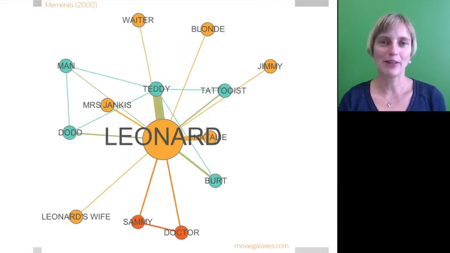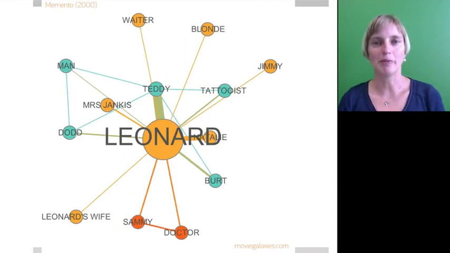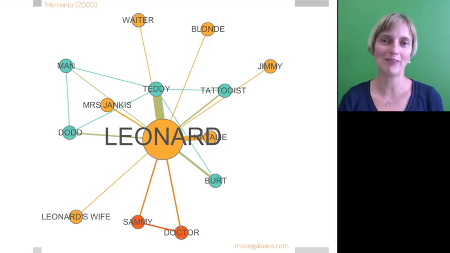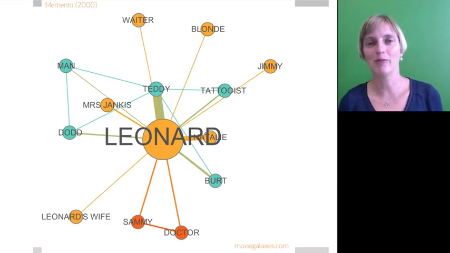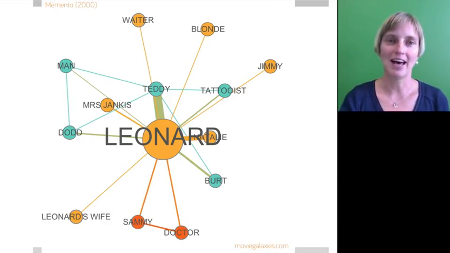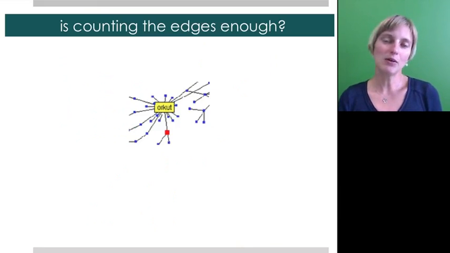Now, of course, if the movie just has one central actor, for example, in Memento, there's just Leonard, and he's the most central. So even though he may not actually remember having all of these edges, all these interactions, because what happens is he keeps losing his memory, we can see, in fact, that over the course of the movie, he's the most central actor. The question is, though, is counting edges enough?